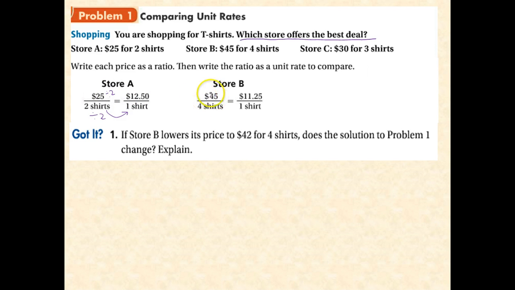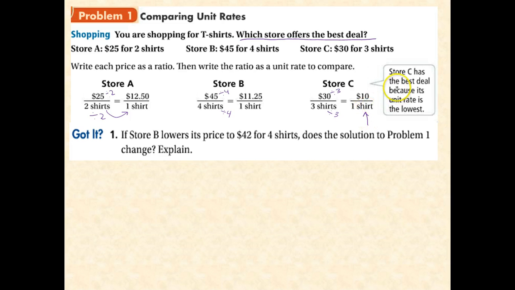For store B, it's $45 to 4 shirts. If I divide the bottom by 4, I get 1 shirt. So if I divide the top by 4, I get $11.25. Store C is $30 for 3 shirts. If I divide 3 shirts by 3, I get 1 shirt. If I divide $30 by 3, I get $10. That looks like it's the cheapest. Store C has the best deal because its unit rate is the lowest.